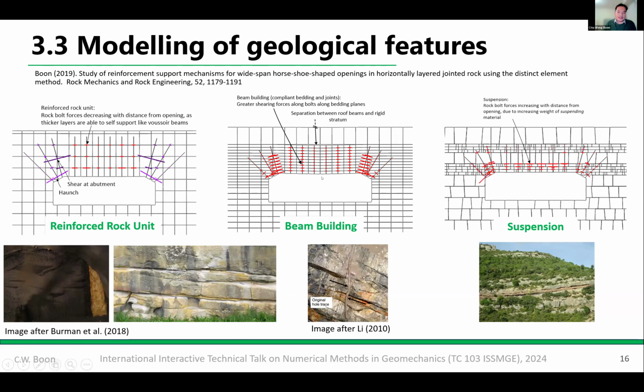For thinner beddings, arching cannot span to the abutment, and the thinner layers are stitched together to form a beam. And you can see that there is a gap formed between the rigid layer and the stitched layers. On the right, this problem was inspired by my visit to Barcelona on the way to Montserrat, where I saw an interbedding along the highway. And as you can see here, the rock bolt forces increase with distance, forming a suspension mechanism as this fractured material suspends off the rigid stratum.